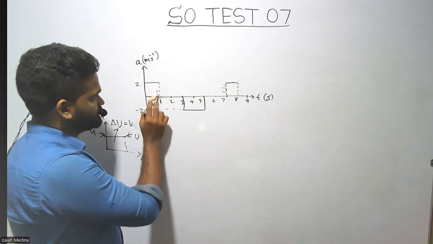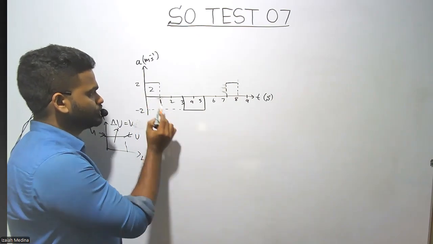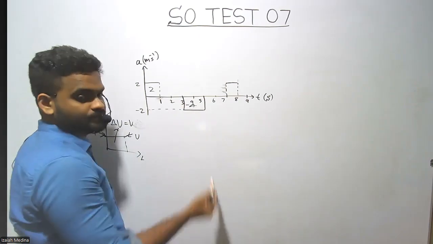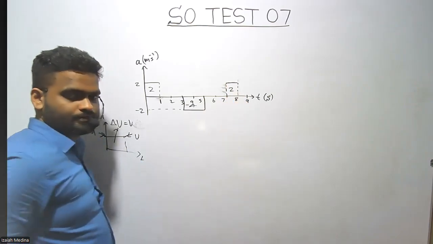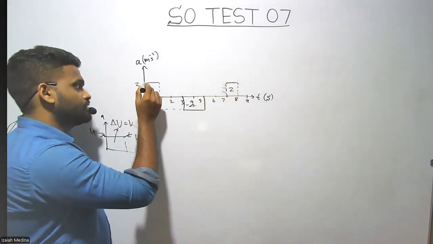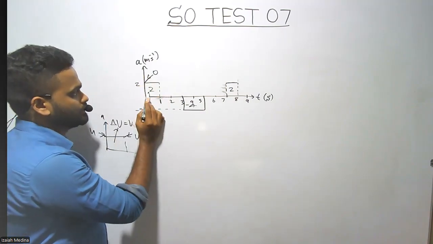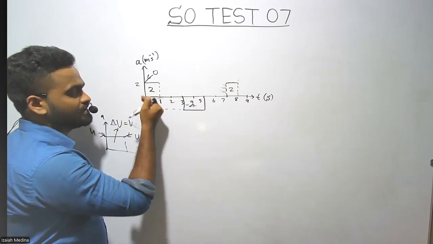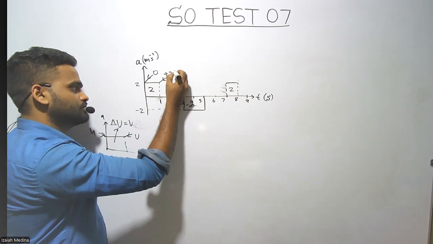So for this part, let's find the area. 2 times 1, 2, here 2 times 2, 4, but it is minus 4, right? Here 1 times 2, 2. They say initially this is at rest, so the velocity should be 0 initially. Then after, if the change is 2, it has to increase by 2. 0 plus 2, so it is plus 2 meters per second here.